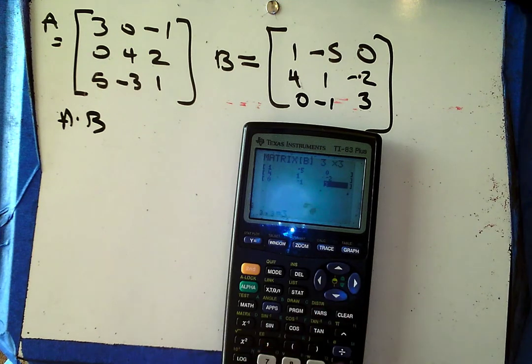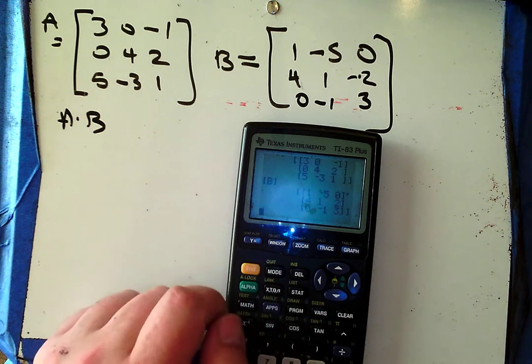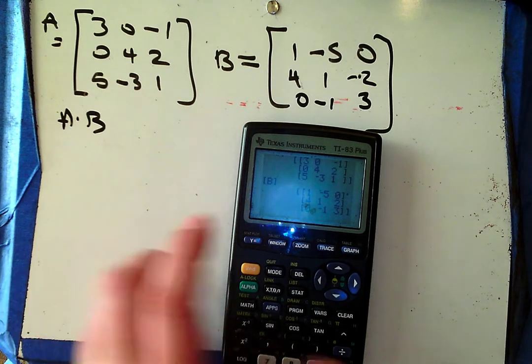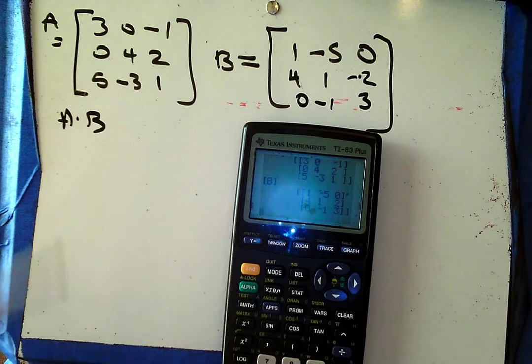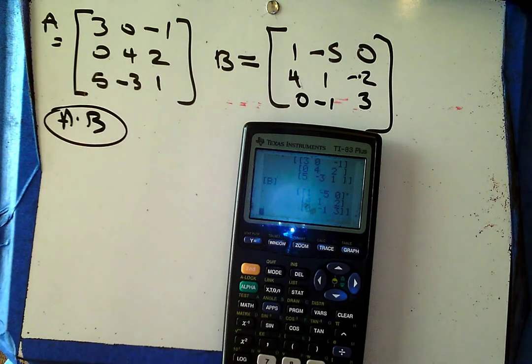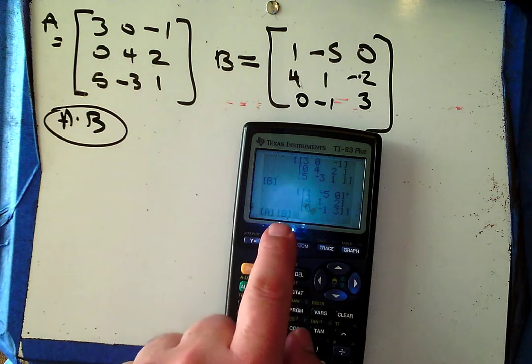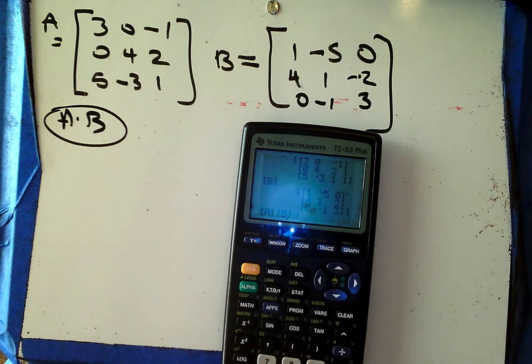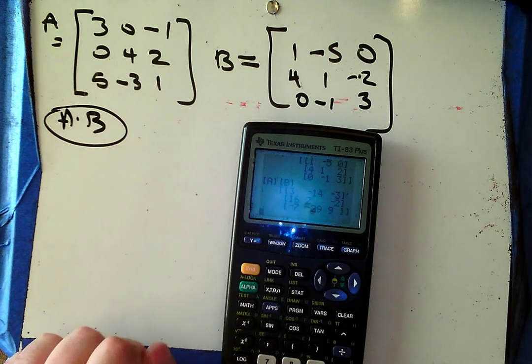Negative 2. Okay. So now we have matrix B the way we want it, we have matrix A the way we want it, and we want to do A times B. So here's what we do. We call up matrix A's name, we call up matrix B's name, we just put them next to each other because proximity means multiplication, and we hit enter.